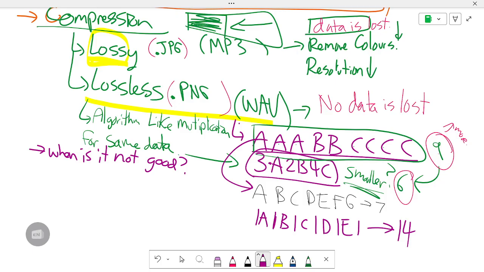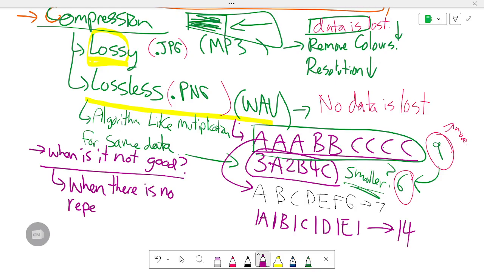There's no algorithm. Okay? So write this in your note. This is really important. Lossless compression is only good when there's repeatable data. Right here. When is it not good? Who can tell me in English? When there is no repeated data. I want you to underline this and put this in your note.